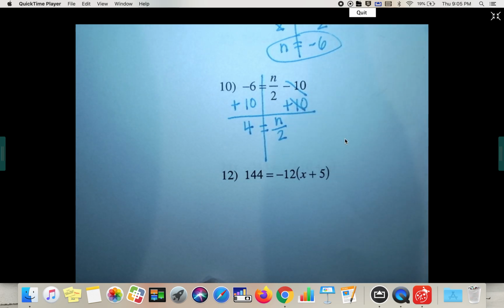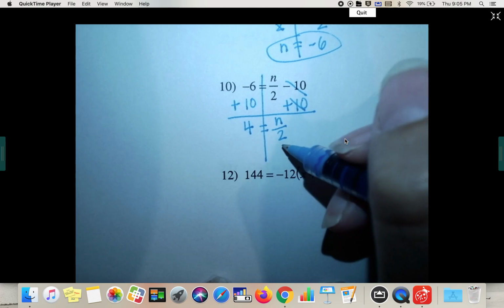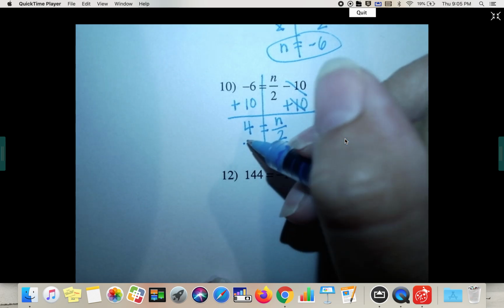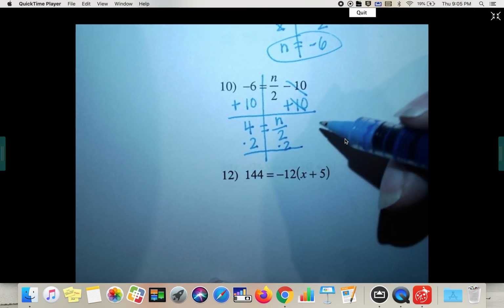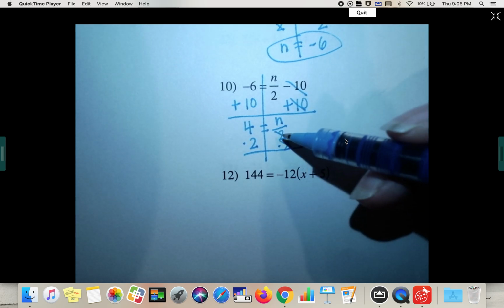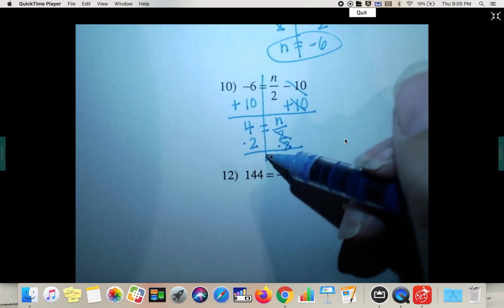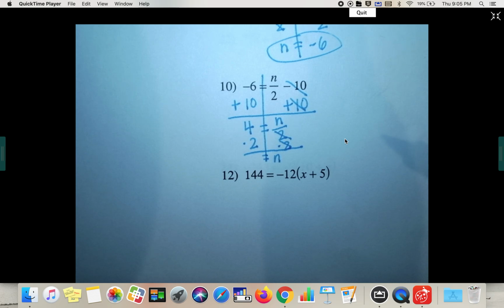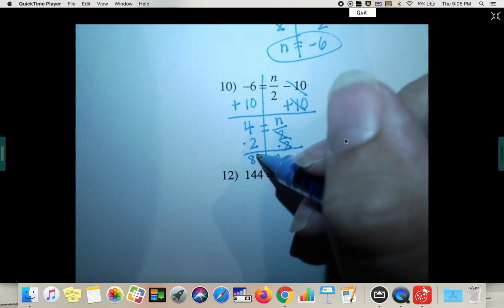N divided by 2 means what we're going to do is the opposite, which is times 2 on both sides. These cancel, cancel. It leaves n, I'm about out of room, equals 4 times 2 is 8.